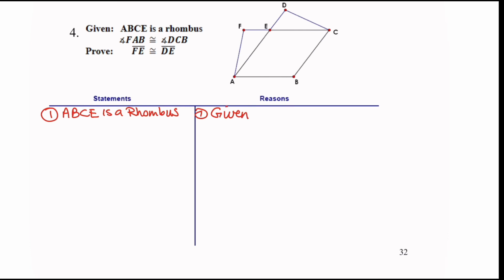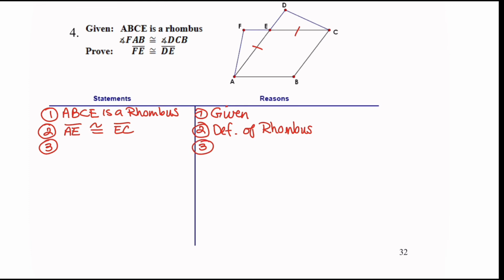A couple things I can say about that before I go to my next given. Well, the conclusion here is that this side and this side are congruent to each other. So AE is in fact congruent to EC, by definition of rhombus. Next, we're going to mark up those angles that we just mentioned. So FAB and DCB are congruent.